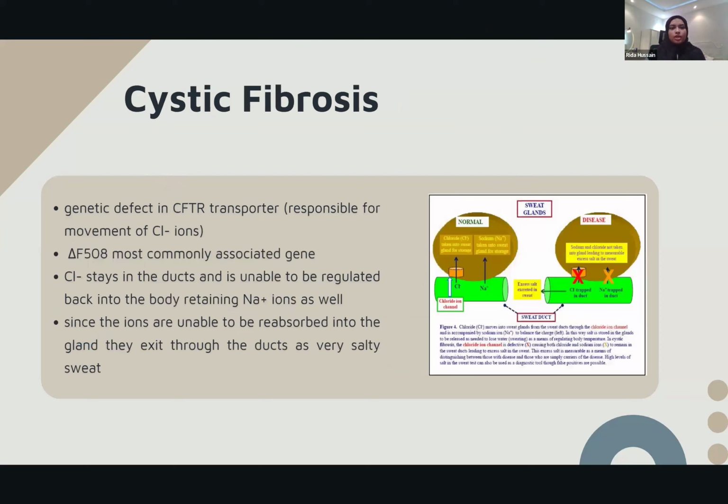Now, moving on to cystic fibrosis. Cystic fibrosis is a genetic defect in the CFTR transporter. This is a transporter dealing with chloride ions. Usually, the delta F508 gene is the most commonly associated gene with this genetic defect, but it's not always this one. This is the most common one. I would like you guys to know this. It comes up a lot later, but Angelica did not mention this.